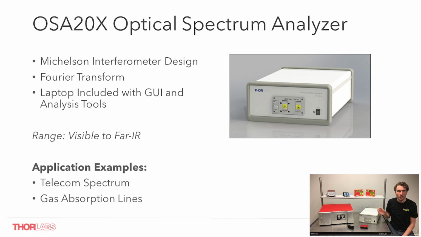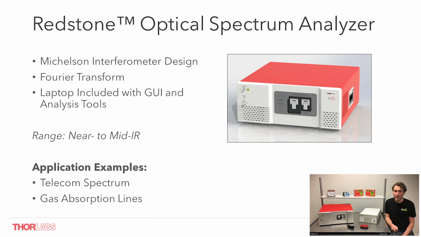Then we have the OSA 20X Optical Spectrum Analyzer. It's based on a Michelson interferometer design and uses Fourier transform to obtain the optical spectrum. It's a general purpose instrument for all kinds of light sources, and even has two input ports, a free space port and a fiber input port. You can use it to characterize your narrowband source or your broadband source, or take a look at the gas absorption lines.